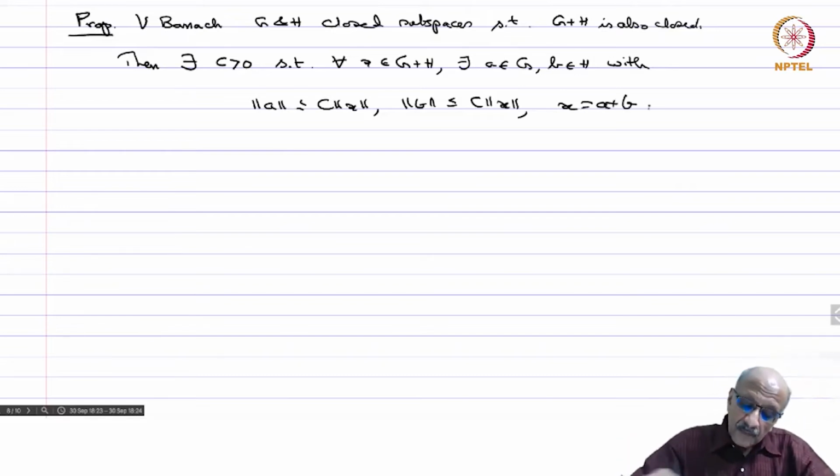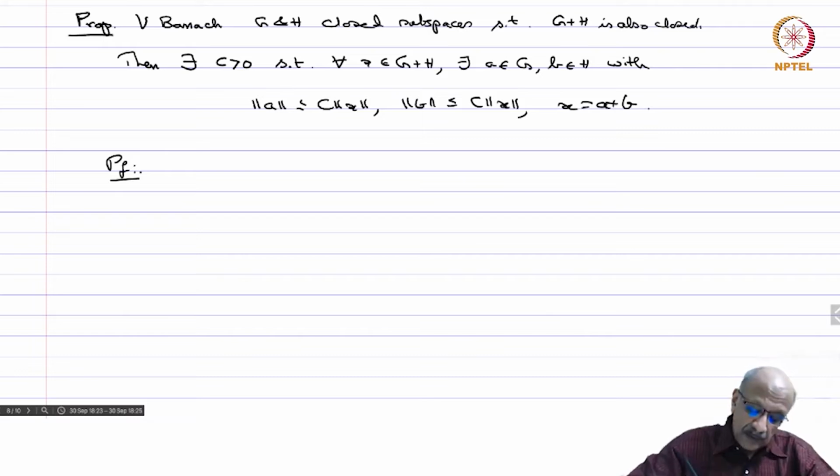Okay. So what does this mean? If the sum of two closed subspaces is also closed, then you can decompose any vector into a sum of a vector in G and a vector in H, but in a continuous fashion. Okay, so there are many decompositions possible, but you will be able to select one in a manner that is uniformly continuous. Okay, so proof.